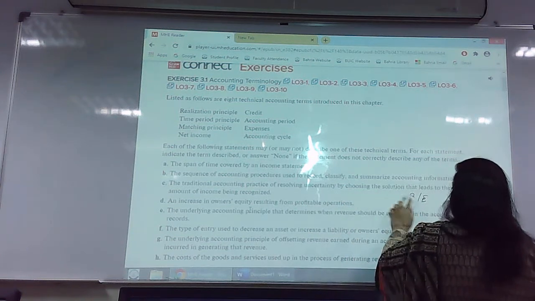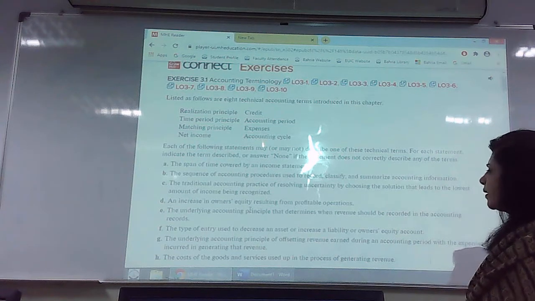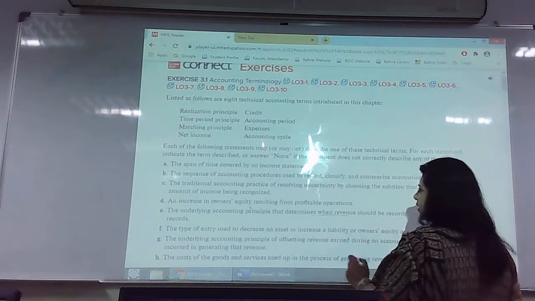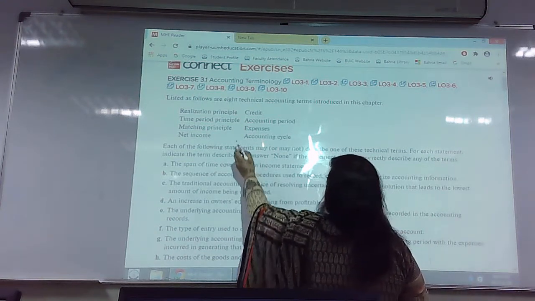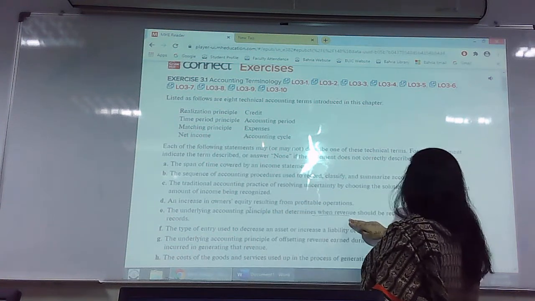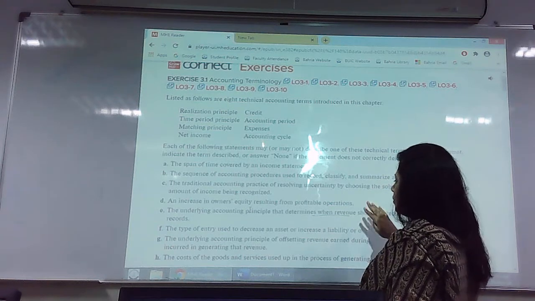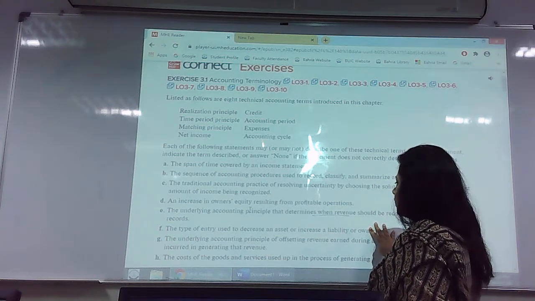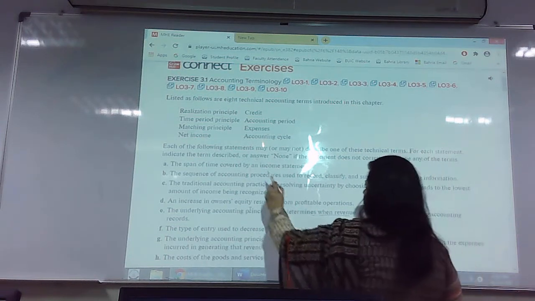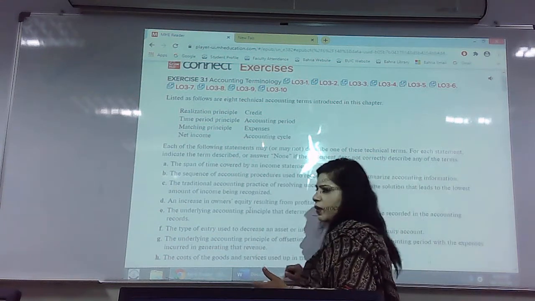Then there is the underlying accounting principle that determines when revenue should be recorded in the accounting records. As I already stated, this is just done yearly along with the expenses. And we have the matching principle as well as the realization principle, okay? So when revenue should be recorded in the accounting records could be for both, but it is the realization principle generally, because revenue has to be recognized when it is earned.